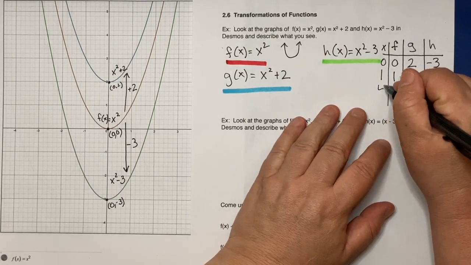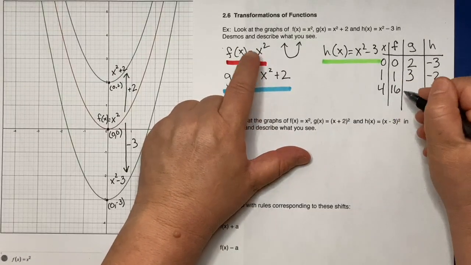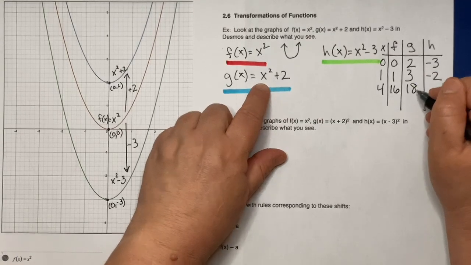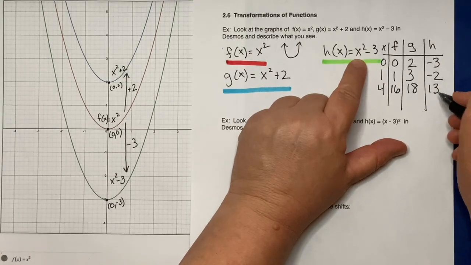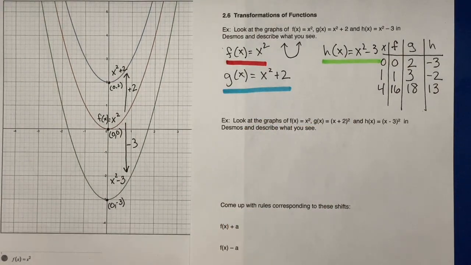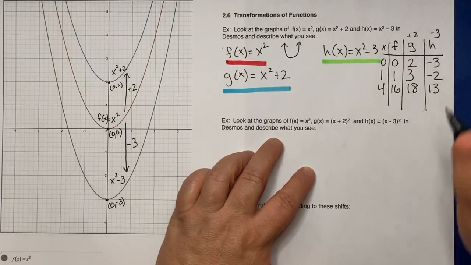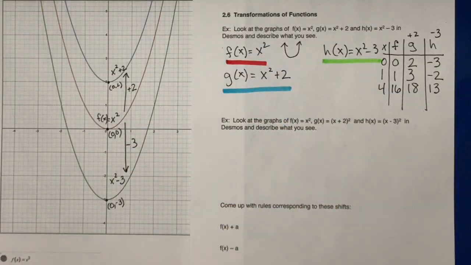We could go ahead and do a larger number. 4 squared is going to give me 16. 4 squared plus 2 is 16 plus 2, which is 18. And 4 squared minus 3 is 16 minus 3, which is 13. And just in working out the algebra or the arithmetic for that, we can see that this is literally adding 2 and this is subtracting 3. And the result is a shift that either moves up or down.